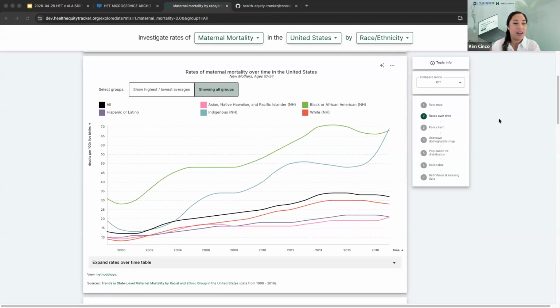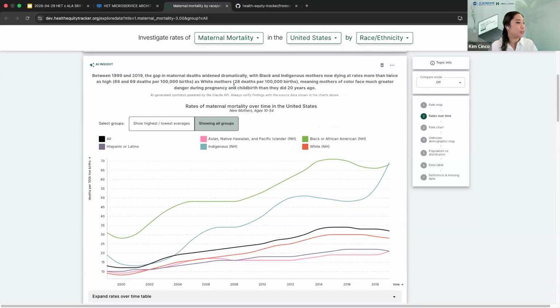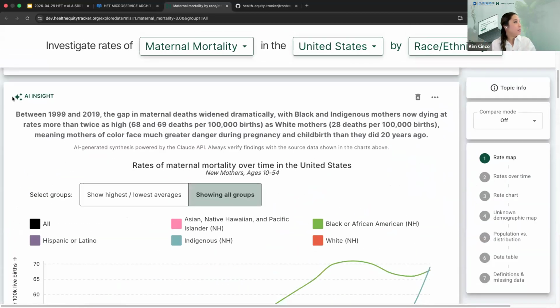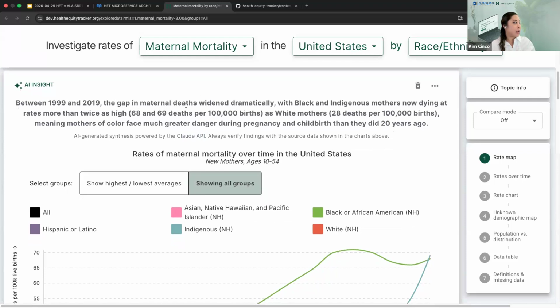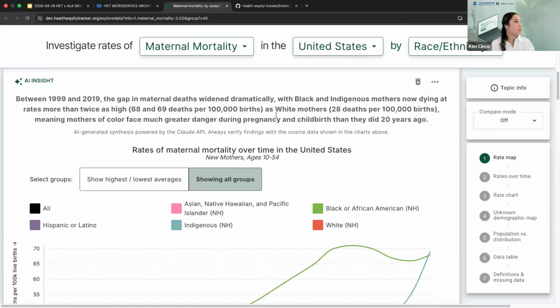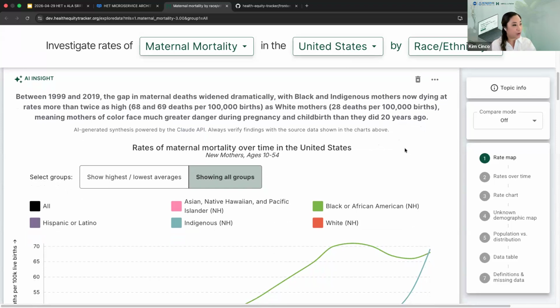This is something that Eric and Ben have been working on, and I just want to show you this little itty bitty sparkle up here. So what we essentially want to do is to be able to generate an AI insight. Not sure if you can see that very well, but we use the Claude API, and it's showing that between 1999 and 2019, the gap of maternal deaths widened dramatically. It's basically just summarizing what you see here on the screen.